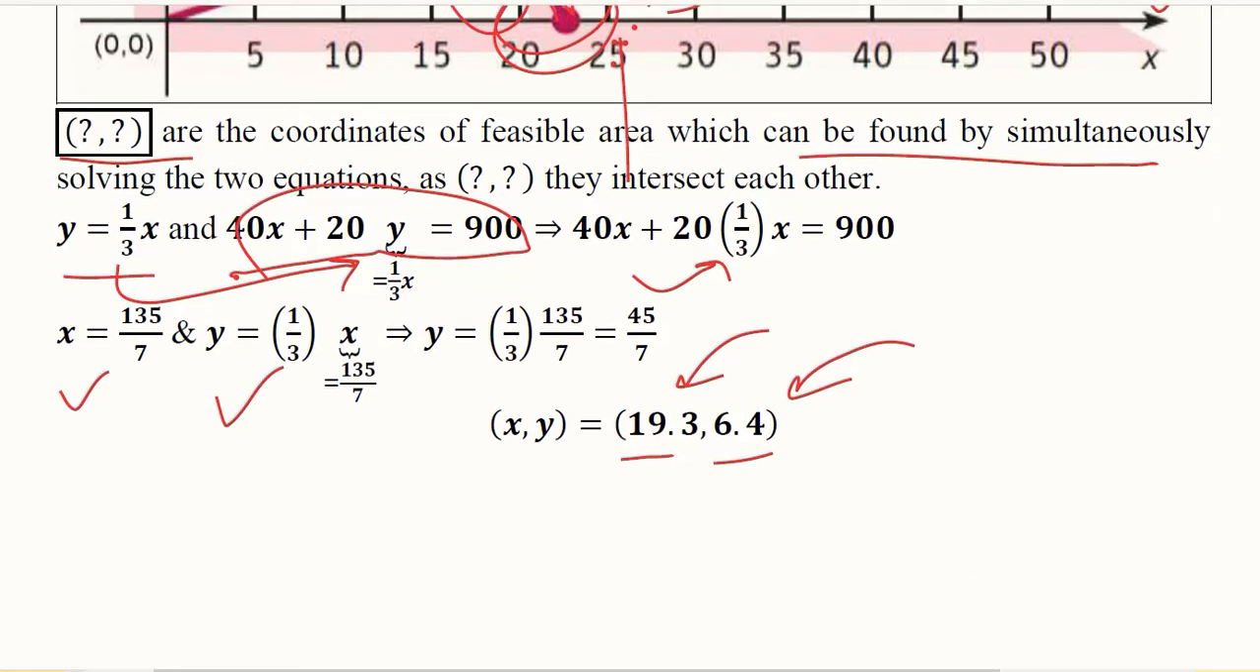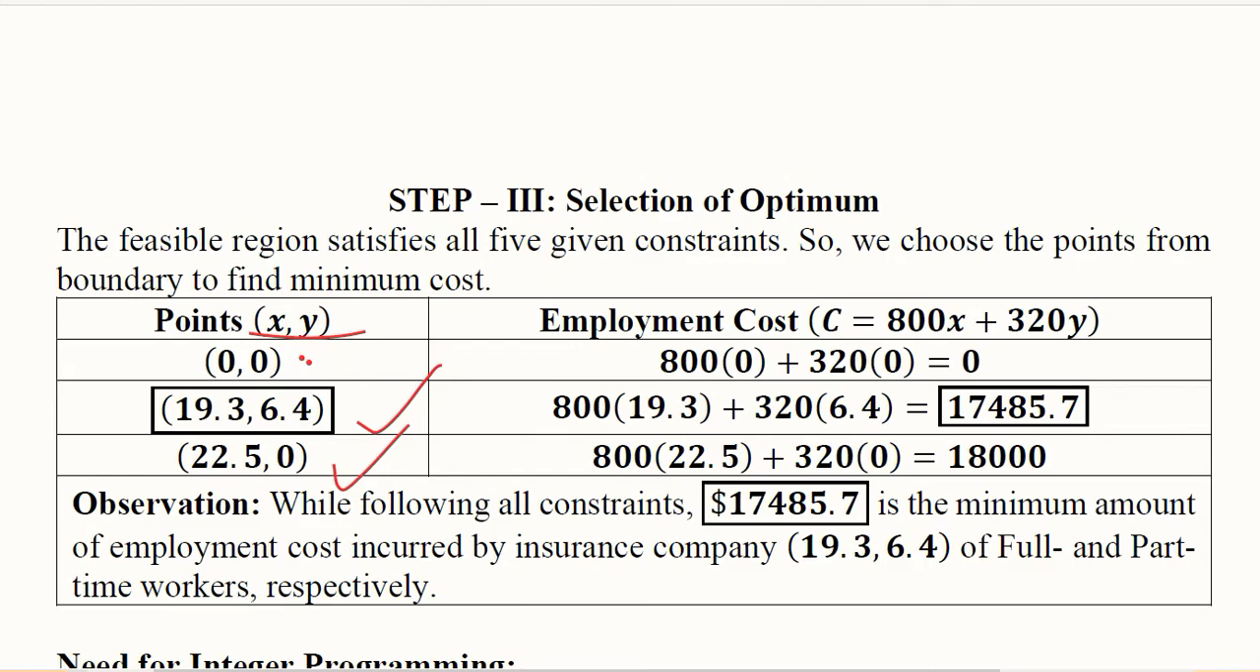0, 0, that is the origin value, is there just for the sake of mathematical satisfaction, that we are checking the origin, how the origin operates. And origin operates in such a way that the employment cost is 0, because neither x nor y, that is neither part-time nor full-time workers are employed. This is the point of intersection that we have found with the simultaneous solution of the 2 constraints, and it gives us the cost up to this level, and this is the third point, and using this point we get this much of the cost.